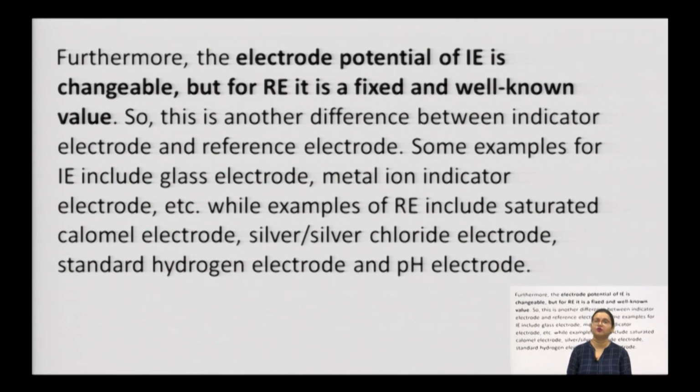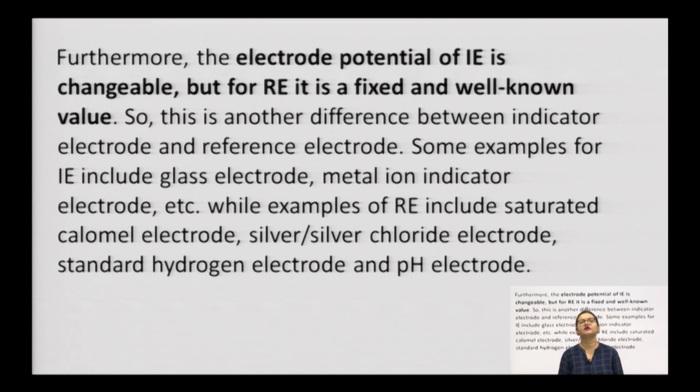In the same way, the electrode potential of a reference electrode is well known, predetermined, stable, and insensitive to the changes in the entire titration or the changes in the analytical solution or in the concentration of analyte, we can say. So, this is another difference between indicator electrode and reference electrode.